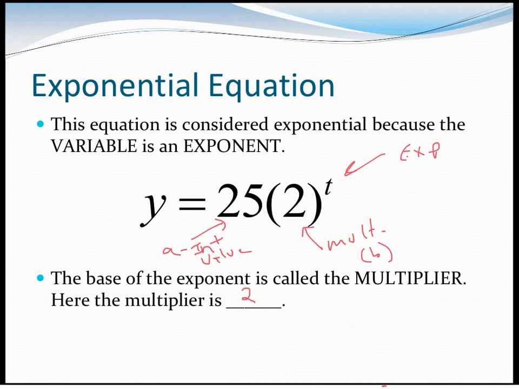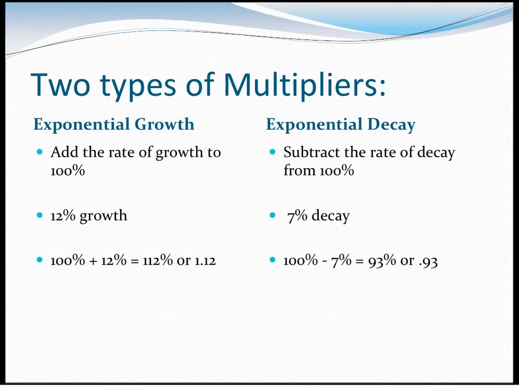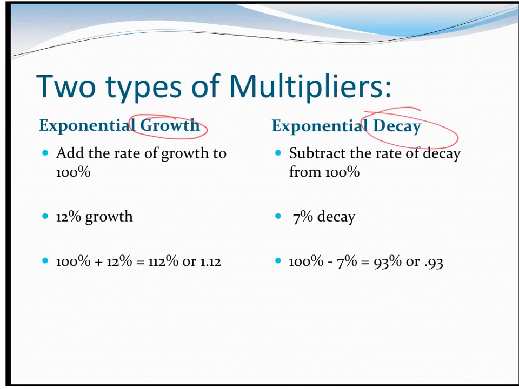So let's talk about the multiplier real quick. We have two types of multiplier: growth and decay. If it's growth, that means we're increasing by more than our current population, or whatever it may be, the money that we're investing. So if I have 12% growth, I take the 100% and add 12 to it, and so I have 112%. So if my initial population was 1, I'm increasing to 112%.